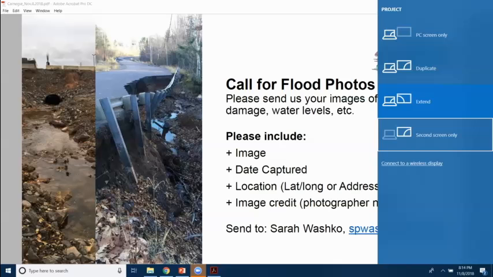She's asking for any images related to the flood, either during the flood or after the flood, if it shows how high the water levels got or some storm damage. It would be greatly appreciated. Thank you. So, more questions, comments? Is she here? Is she in the room?